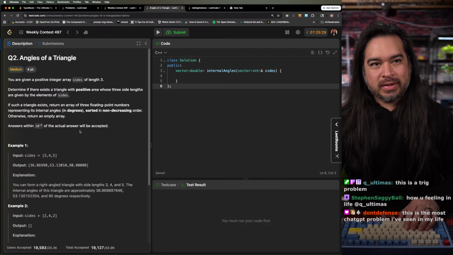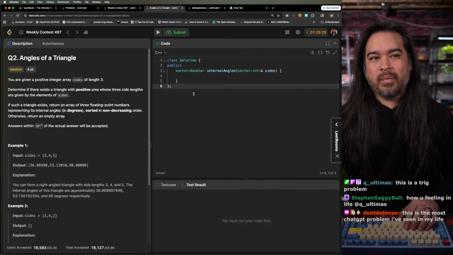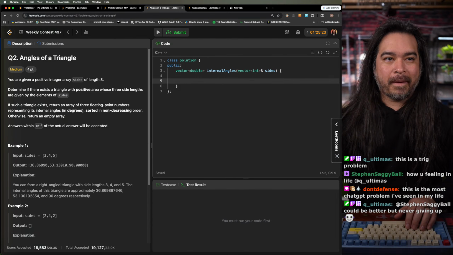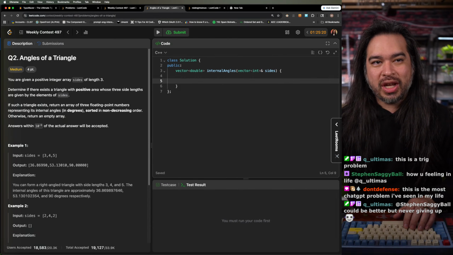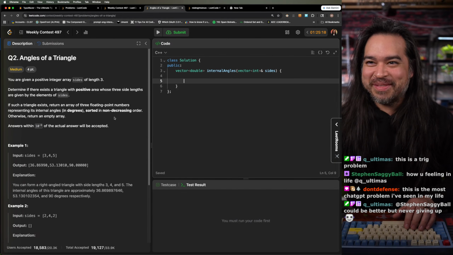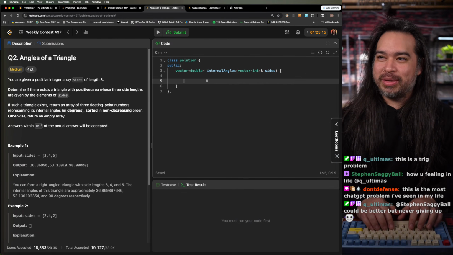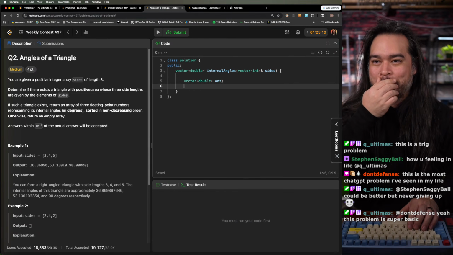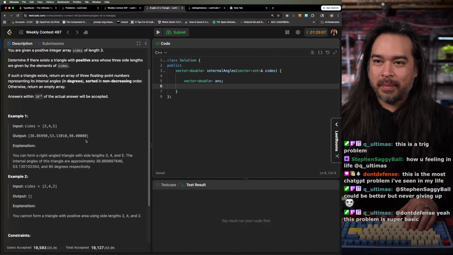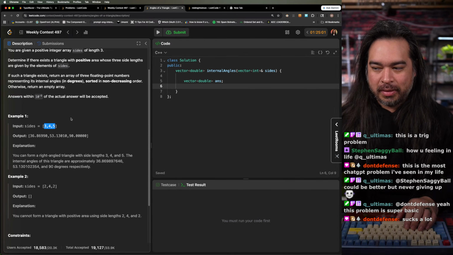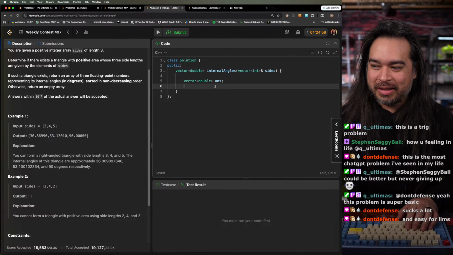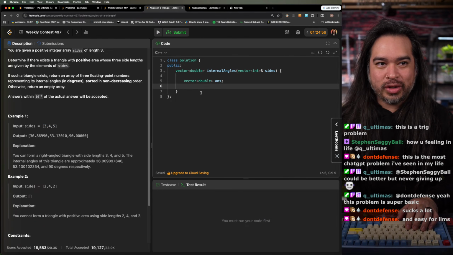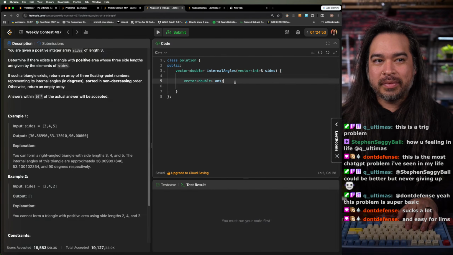Oh, Jesus. What's happening? This is the most ChatGPT problem I've seen in my life. What does that mean? Most ChatGPT problem. You mean like this problem sucks? Or what? Man, how do you calculate the angles, man? Do I have to draw a triangle? Easy for LLMs, sucks a lot.